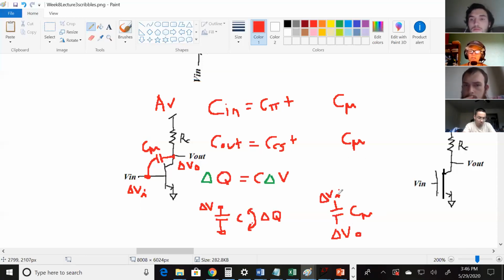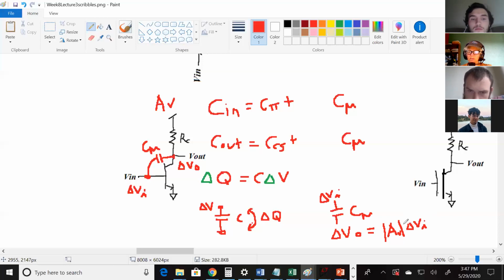Okay. So let's say I change this by delta VI. How much does delta VO actually change? AV times delta VI. And I'm going to put some absolute value signs around here just because when you look at AV, you can't tell if it's positive or negative. And it's going in the opposite direction. Since this is an inverting amplifier, when V in goes up, V out goes down.